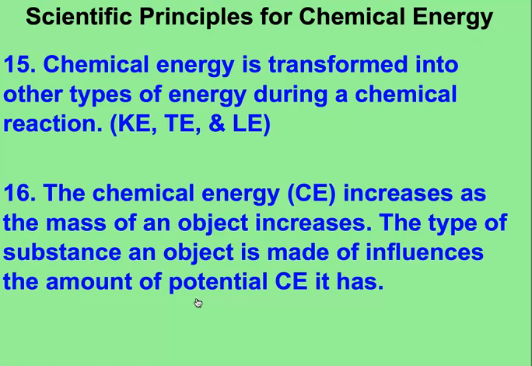So, scientific principles for chemical energy. Number 15 says, chemical energy is transformed into other types of energy during a chemical reaction. And I listed a few examples for you. So kinetic energy, thermal energy, and light energy. And number 16, the chemical energy increases as the mass of an object increases. The type of the substance an object is made of influences the amount of potential chemical energy it has.